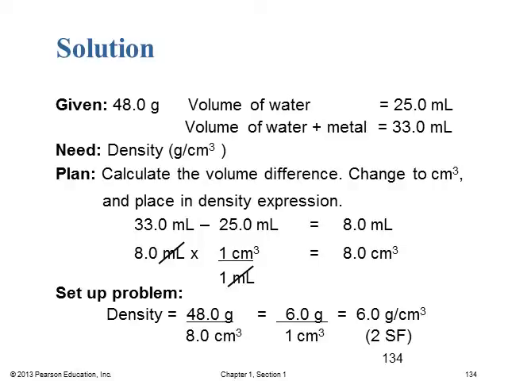We can plug that into our density formula, and we get 48.0 grams divided by 8.0 centimeters cubed. We get 6.0 grams per centimeter cubed. And we're only allowed to report two significant figures, as 8.0 has two significant figures, which is the least amount of significant figures in our division problem.